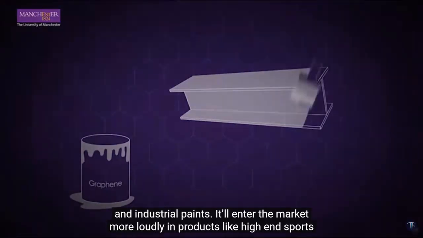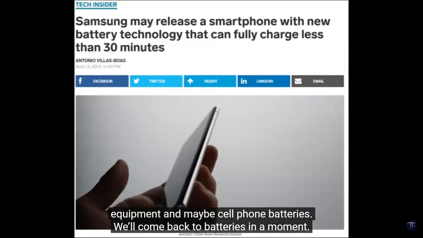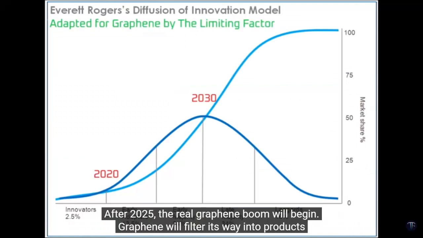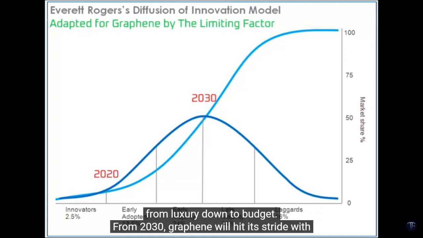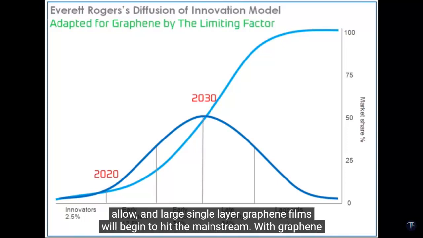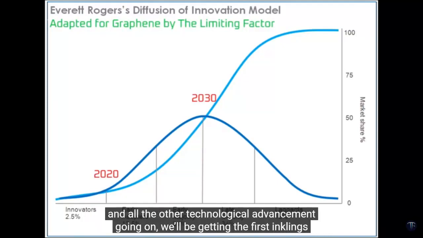After 2025, the real graphene boom will begin. Graphene will filter its way into products from luxury down to budget. From 2030, graphene will hit its stride with mass adoption. Companies will be putting graphene flake into everything that supply and budget will allow, and large single-layer graphene films will begin to hit the mainstream. With graphene and all the other technological advancements going on, we'll be getting the first inklings of the sci-fi promised land in our lived physical world.